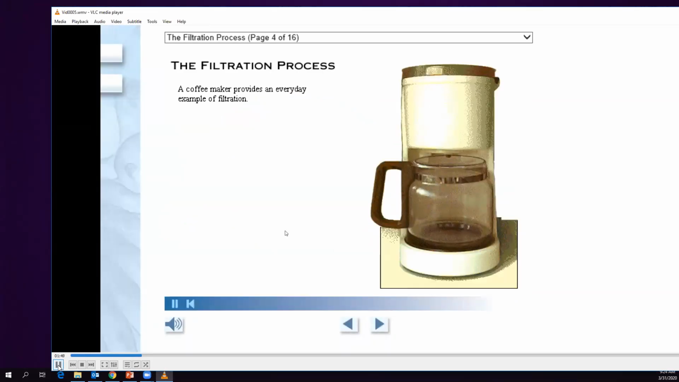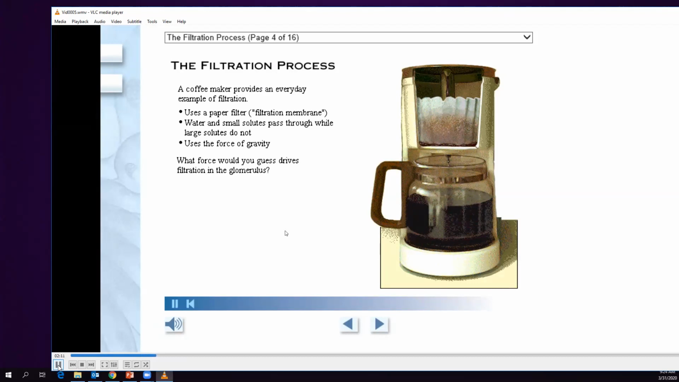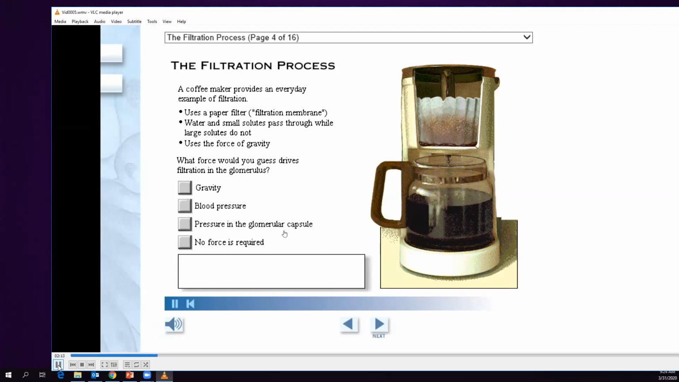A coffee maker provides an everyday example of filtration. The paper filter acts as the filtration membrane. It holds back the large coffee grounds while letting water and small solutes like caffeine and flavor molecules pass through. A force is required to drive this process. In a coffee maker, it's the force of gravity. What force would you guess drives filtration in the glomerulus? Select the correct answer by clicking the appropriate box. Yes, blood pressure is an important variable in the effective filtration of the blood.